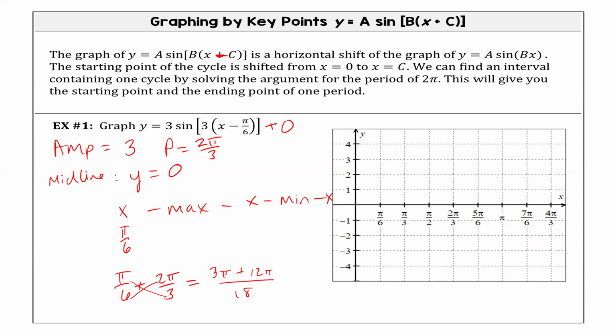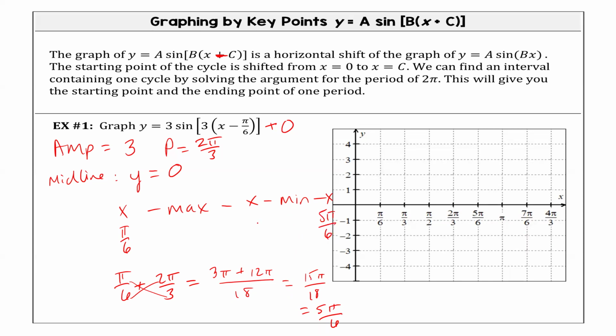To cross multiply and multiply the denominators, that's going to be your shortcut, if it's not like doing all of that. 3 plus 12 is 15 pi over 18, which reduces to what? 5 pi over 6. So I know that my last x-intercept will be at 5 pi over 6.